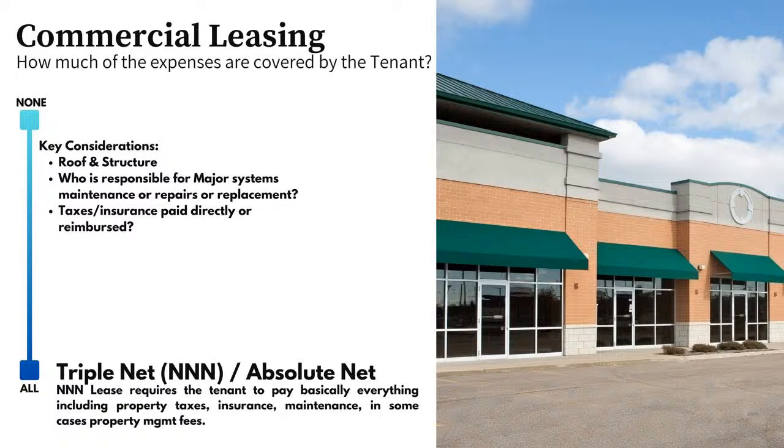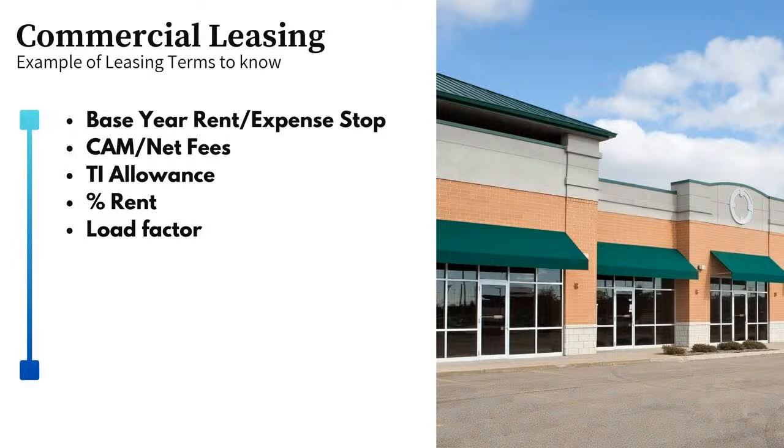Okay. I'm trying to think. I think that's it for these. Those are the major leases there. There are some terms you're going to want to know in commercial, right? Base year rent stop, expense stop, CAM and net fees we talked about, TI allowance, tenant improvement allowance. If I have an office tenant come in, they're not necessarily going to like the layout of the office. They might want things moved around a bit, right?